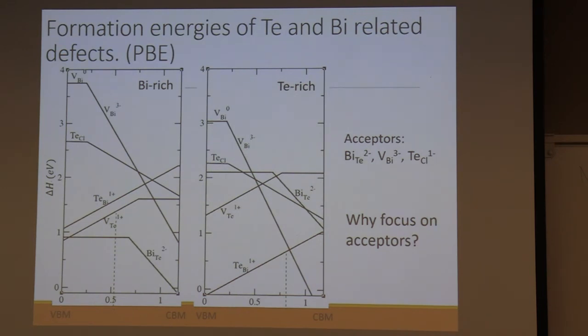So what's going on in this material? A hint is that this is a polar material. It's one of the reasons why people are interested in it. You have this giant Rashba effect on the surface, and it really has to do with the fact that you have chlorine, bismuth, tellurium, so you don't have inversion symmetry.